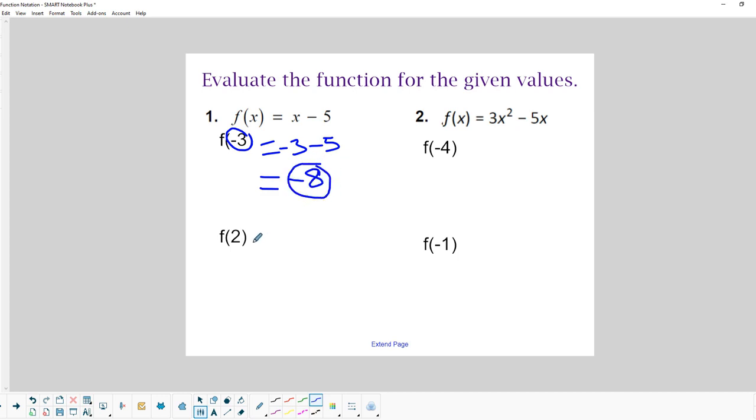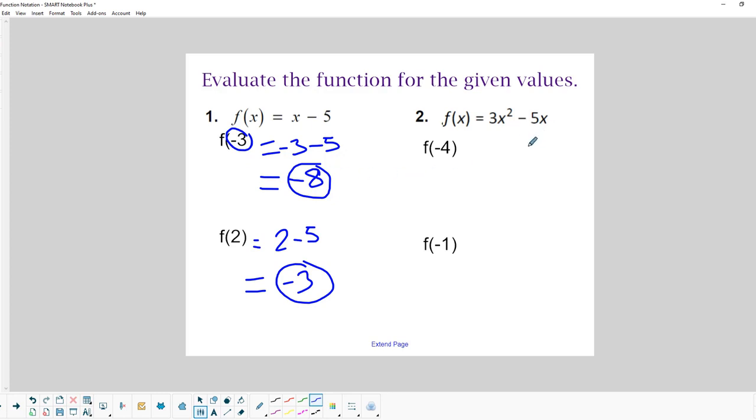The next one, what if we put 2 in for our function? Then we would end up with 2 minus 5, which would equal -3. So those are two different values if we put in these inputs into this function.